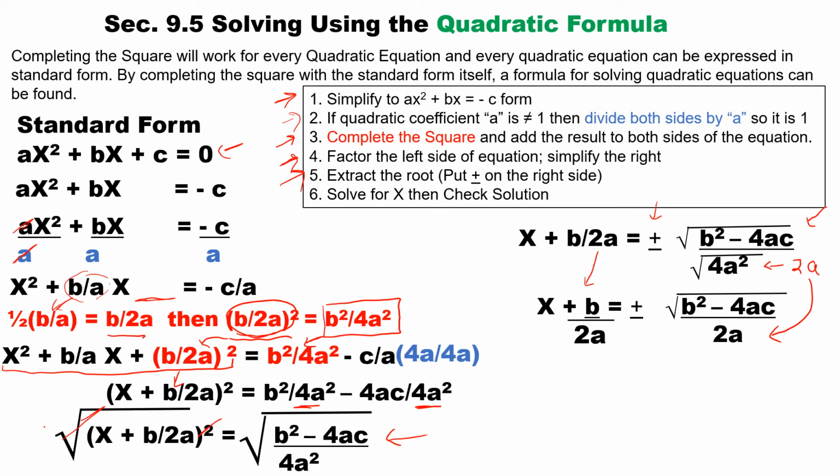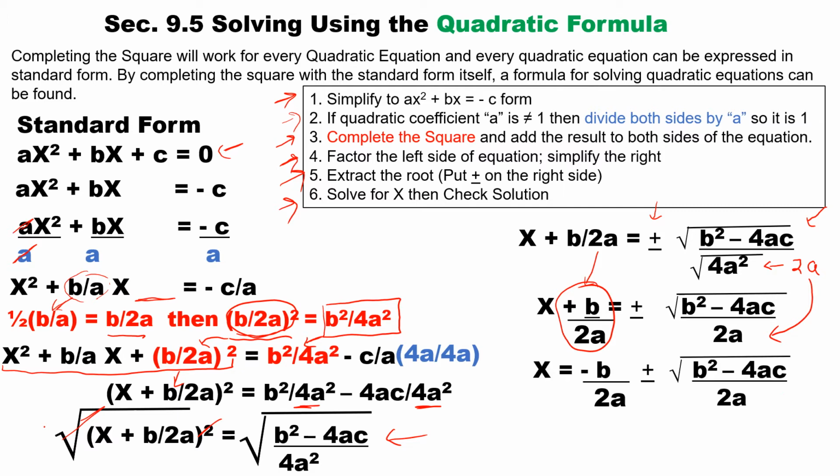Now at this point we can solve for x, right? And then check our solution. So right now they are adding this to the x, so we're going to subtract both sides by that value, and we end up with negative b divided by 2a, plus or minus the square root of b squared minus 4ac all over 2a.